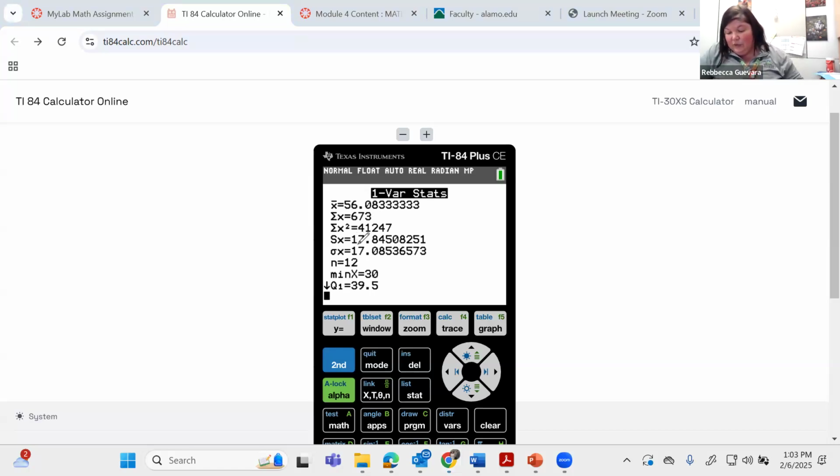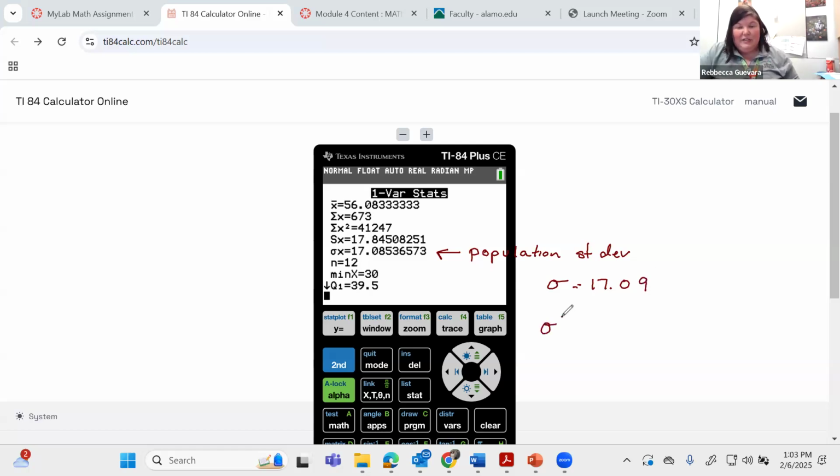Okay. So this was population data because it was all the months that we had. So we're going to use this one because we should have a population standard deviation. That would be my sigma, it should be 17.08 or 17.09.